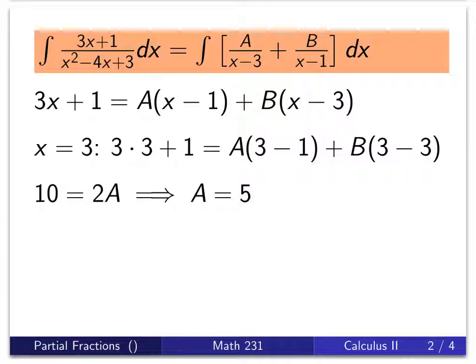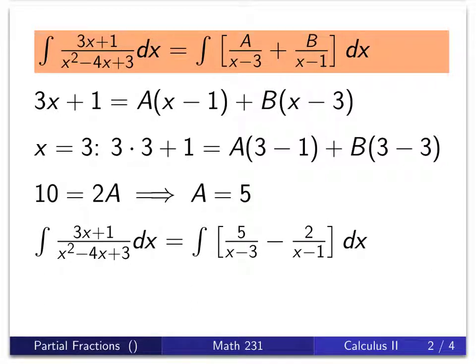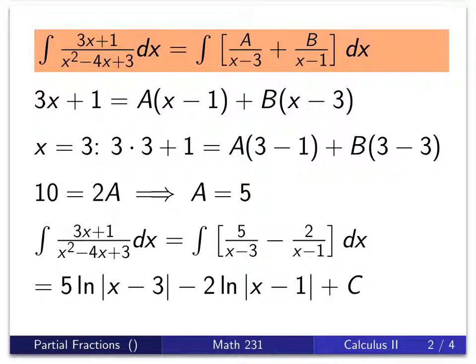And now it's a pretty straightforward integral. So our integral becomes this new integral, right? We had a over x minus 3 plus b over x minus 1. Just substitute the values of a and b that we found. There's a, that's what goes there. And now these are nice integrals to evaluate. What function's derivative is 5 over x minus 3? Well, the natural log of the absolute value of x minus 3, times 5. Minus 2 times the natural log of the absolute value of x minus 1.